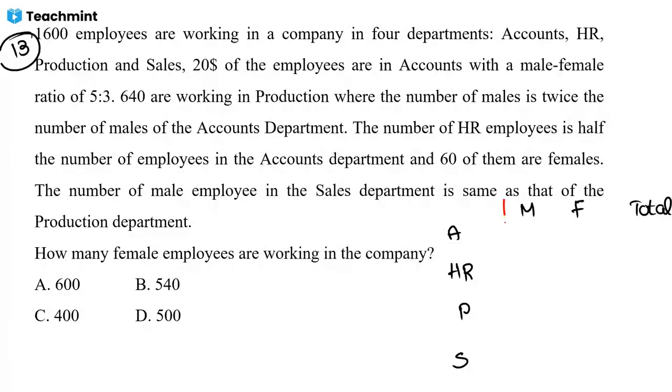First, go through the direct data information given. All total 1600, but that is accounts, HR, production and sales all together, right? Now, first, $20 employees, that may be some typo. 20 of the employees are in accounts with a male female combination 5:3. The dollar symbol may mean 4, so I think it's 204. Dollar number is 4 on the keyboard, maybe a mistake while typing. Okay, we are decoding that mistake also. Good. 204 employees in accounts.